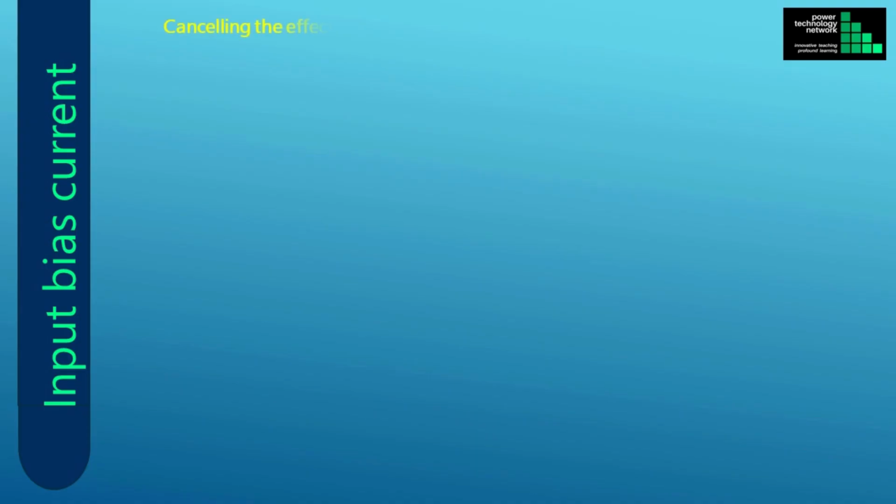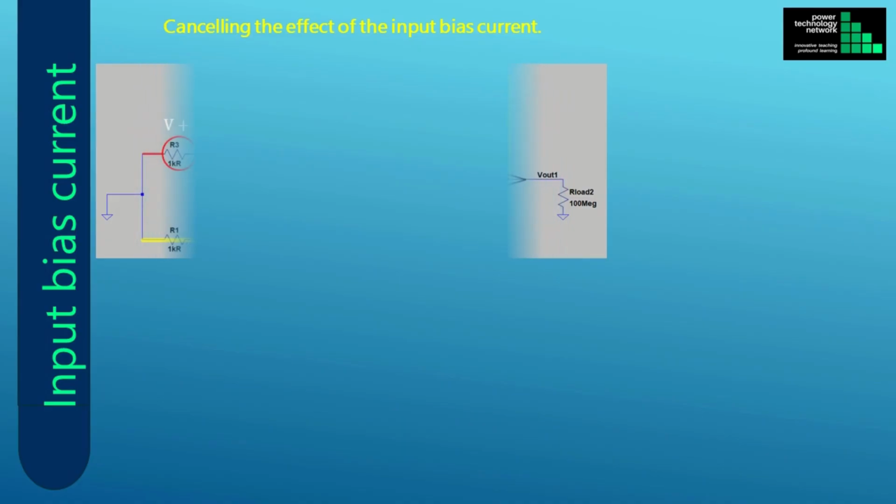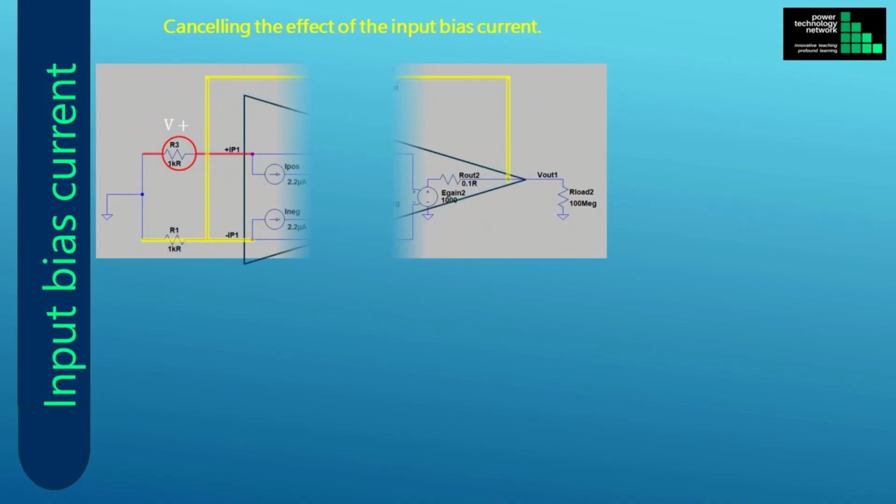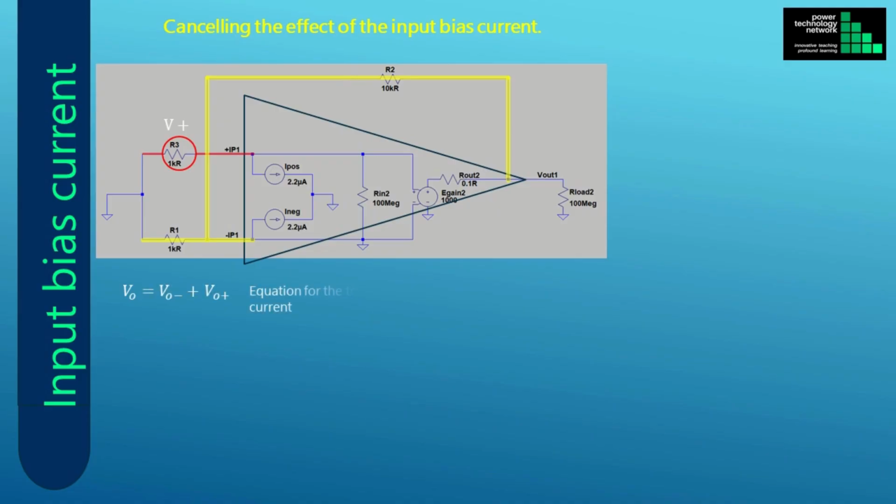In this slide, we explore how to cancel the effect of the input bias currents. We return to the schematic used in the previous slide. The signal generated by the positive input bias current is again highlighted in red. The net output voltage, generated by both the positive and negative input bias currents, is given by this equation.